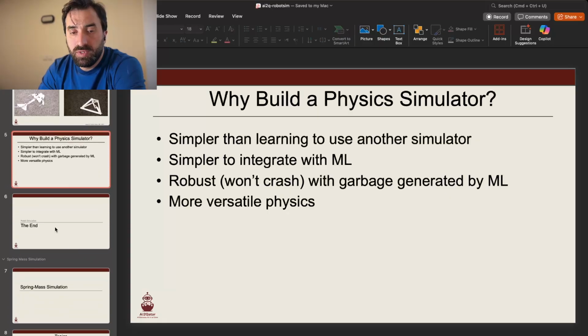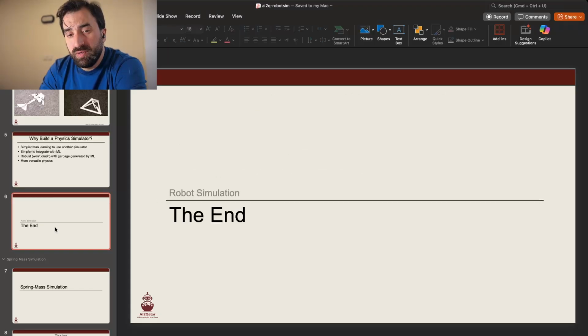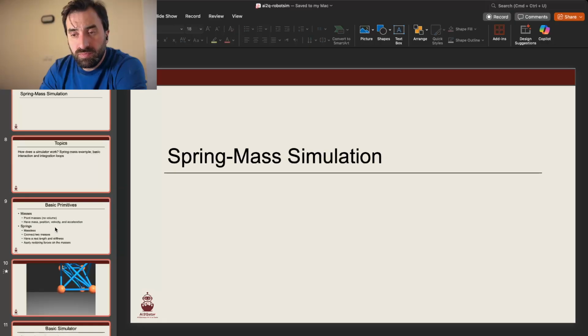So one of the things that you are going to need is a physics simulator that simulates the laws of physics and how the robot will react or behave in a simulated environment. One of the ways of modeling a robot is spring mass modeling, or spring mass simulation.